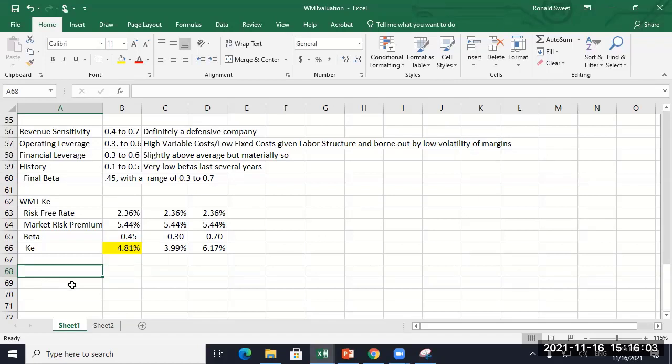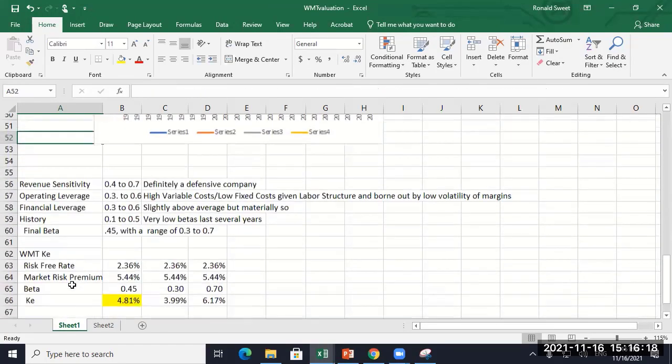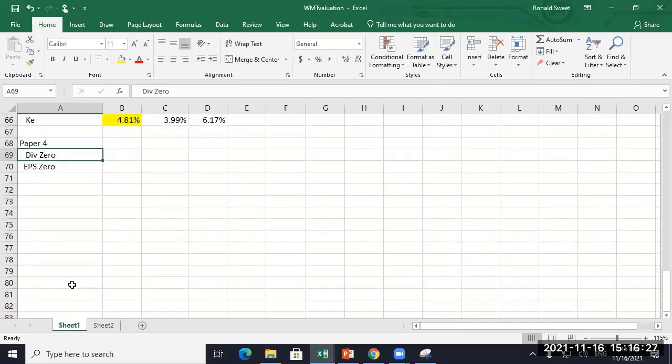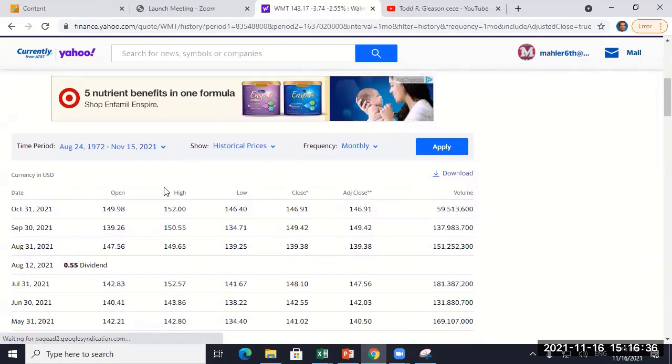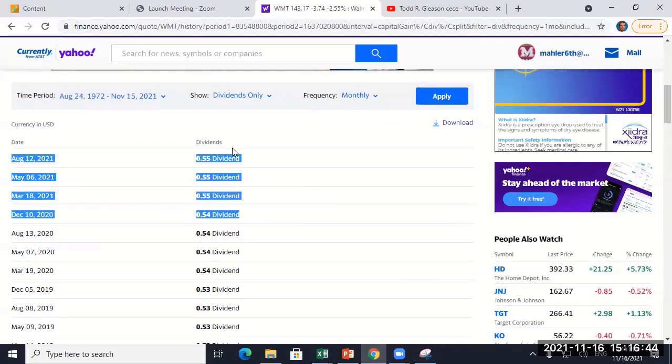All right, so now we get into paper 4. What do we need? We need dividend 0 and EPS 0. These two things we can just go look up in Yahoo Finance. Pretty simple. On the historical data, to get the dividend, instead of doing historical prices, just do dividends. And the historical dividend is the last year. So for Walmart, it's pretty straightforward.